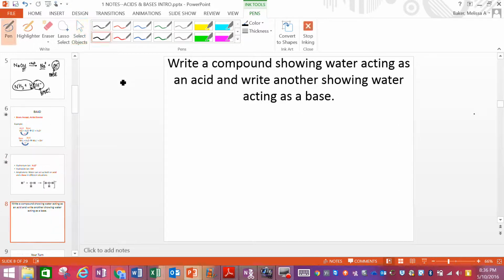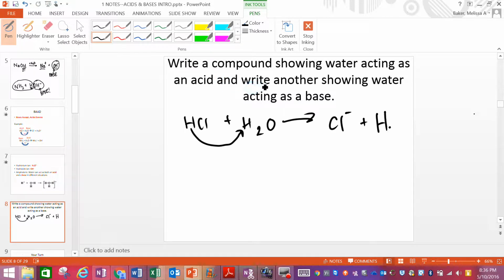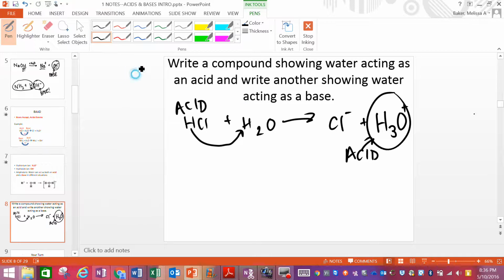So first, I'm going to draw HCl plus H2O. What is going to happen here? This hydrogen is going to be donated to the H2O, so now it's H3O. Again, what should you scream here? We've created an acidic solution because HCl is an acid. It's donating a hydrogen. Water in this situation is accepting a hydrogen, so it's acting as a base.